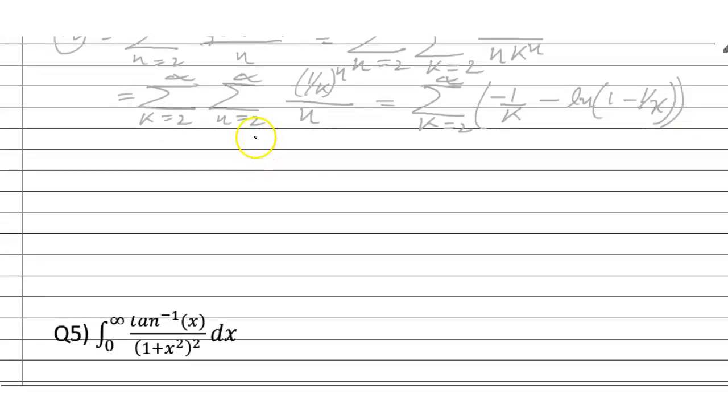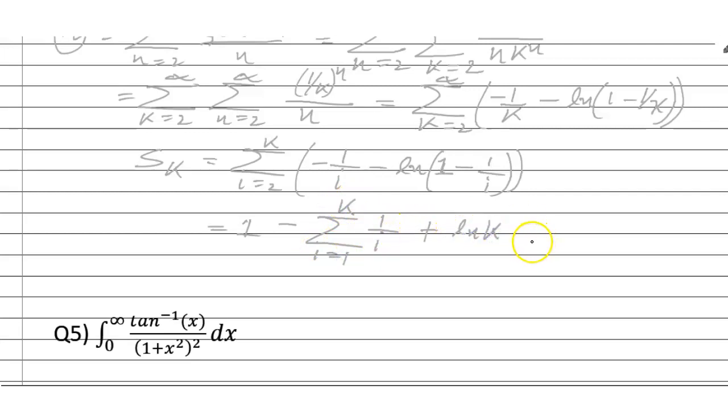So again it can be written S k equals summation i equals 2 to k of minus 1 by i minus ln 1 minus 1 by i, equals 1 minus summation i equals 1 to k 1 by i, and it is ln k, and limit k tends to infinity.